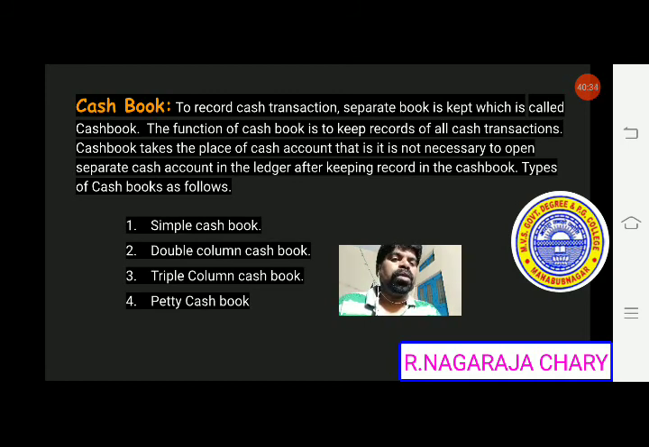Simple cash book, double column cash book and triple column cash book will continue in the next video lesson.